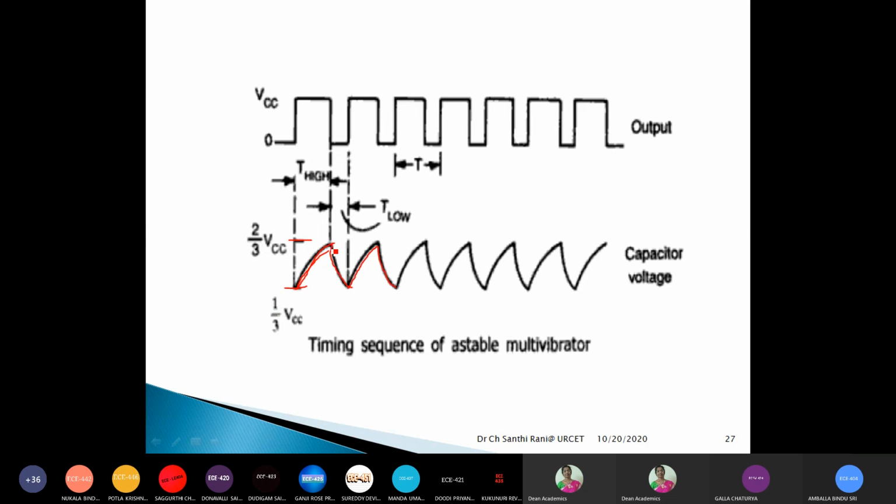And during this charging process, we know Q is at 1, therefore output will be 1. And during the discharge process, we know Q is at reset state, therefore output is 0. So like that, charge and discharge, this is the output waveform. So output will be 1 and 0, 1 and 0, like that. Both the charge and discharge period together is called the total time period. This is T high, where the output is high, and this is T low, where the output is low. That is the output waveform, and this is the voltage across the capacitor.